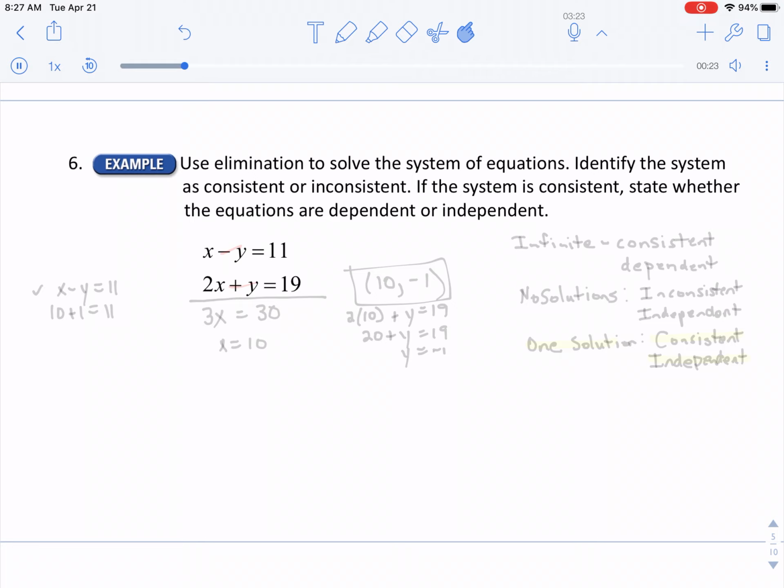test. So, if you solve the system and you find that there are infinite solutions, then that will mean that the system is consistent and dependent. If you solve the system and you find that there are no solutions, then that will tell you that the system is inconsistent and independent.